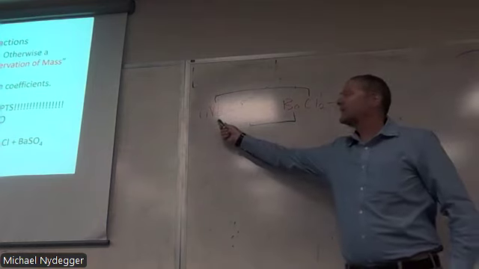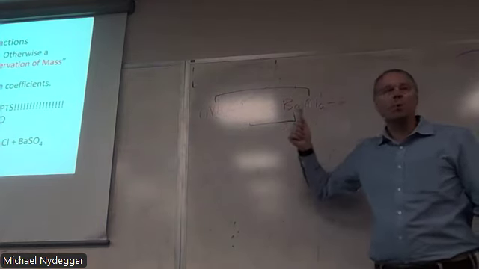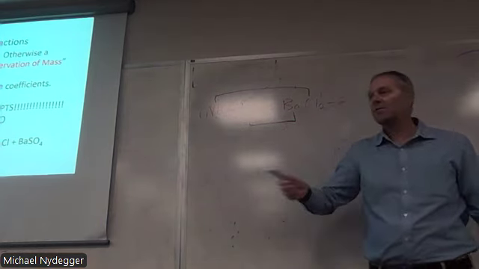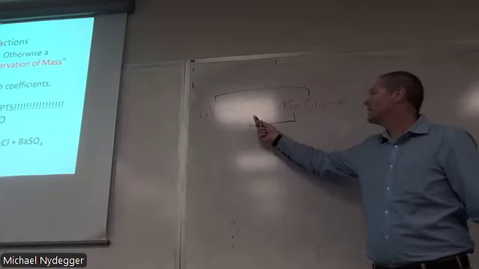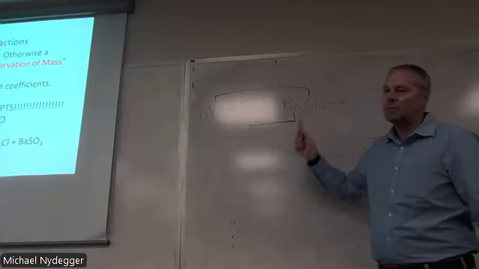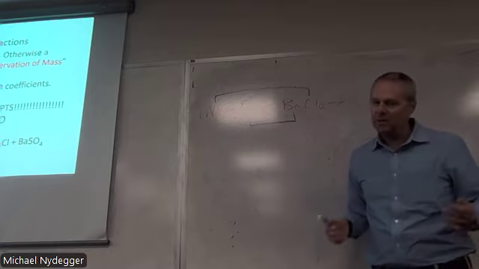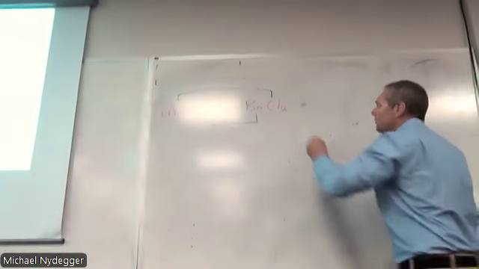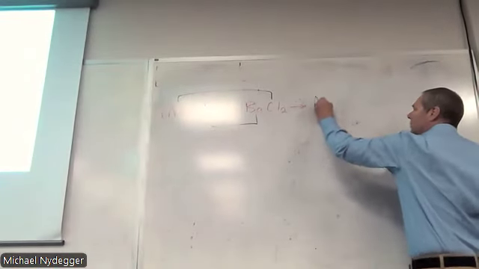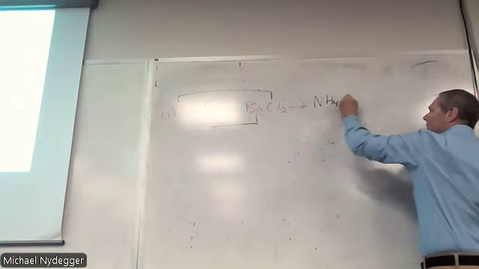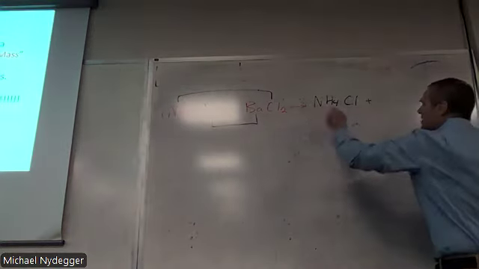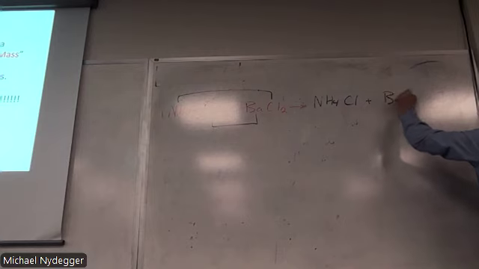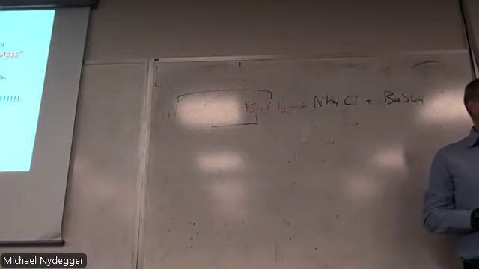The ammonium is not going to react with the barium because they're both cations, they're going to repel one another. And the sulfate is not going to react with the chloride because they're both anions and they're going to repel themselves as well. And so what you end up getting is the ammonium chloride plus the barium sulfate. Does that make sense?